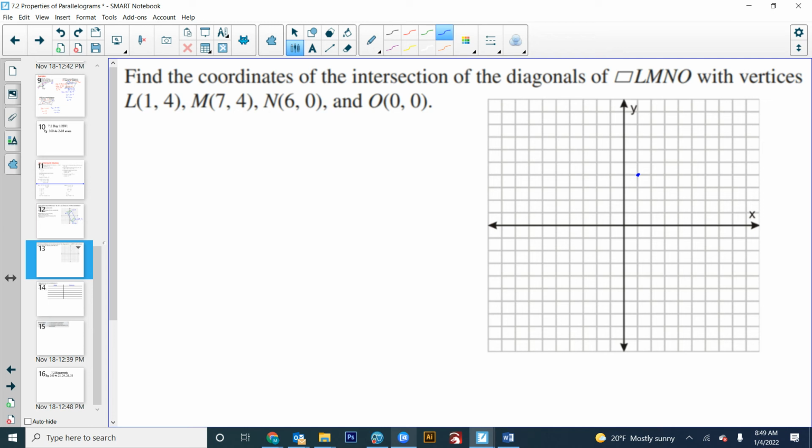M is 7, 4. 1, 2, 3, 4, 5, 6, 7. 1, 2, 3, 4. 6, 0. 1, 2, 3, 4, 5, 6. And 0, 0. All right. So L, M, N, and O.